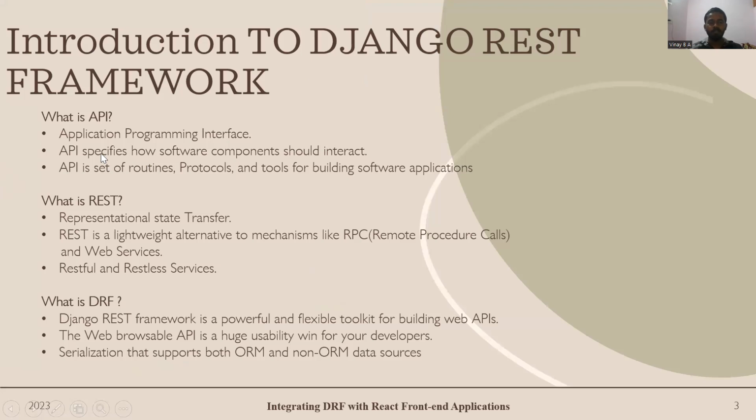First of all, what is an API? API is the application program interface, and it specifies how software components should interact with one another, and how to run the application by using the API. APIs are very important for real-time systems. An API is a set of routines, protocols and tools for building software applications.